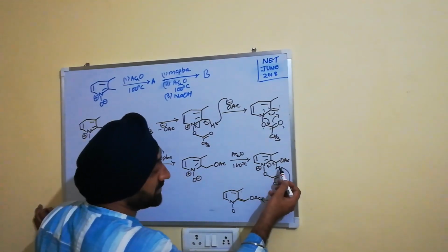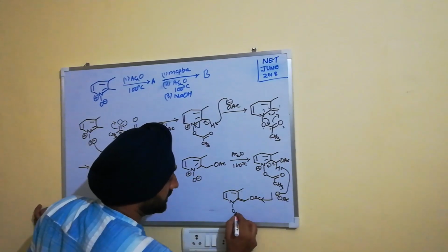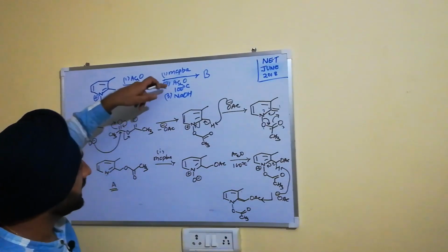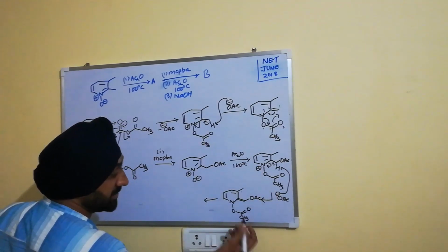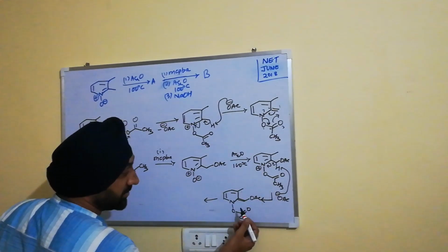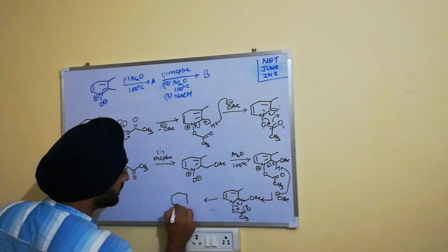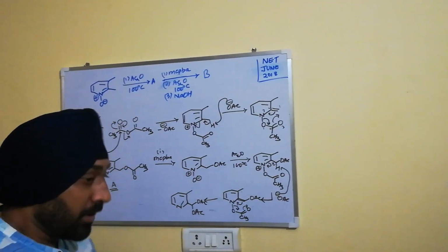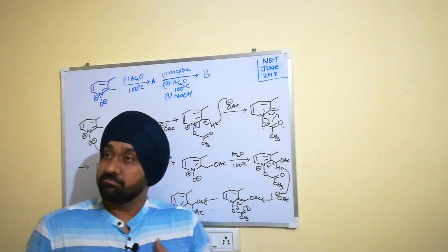In fact, now the removal of this negative charge is even more facile because we have an acetate group here. Now again, we can clearly see in acetic anhydride, we are heating it to 100 degrees, this species is forming. Again, it is undergoing a 3,3-sigmatropic rearrangement. And it is giving rise to this diacetate product.